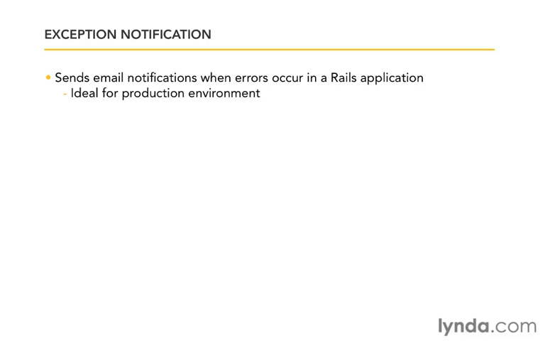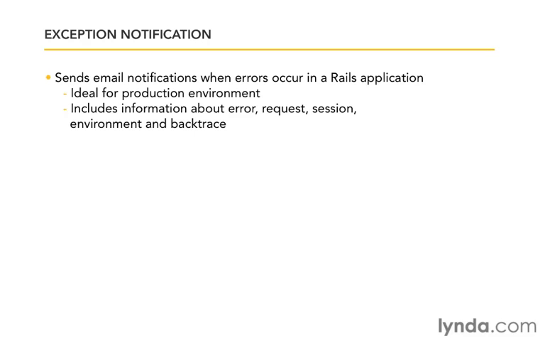It's ideal for our production environment because we can launch our application and we don't have to keep going up there and looking at the log files to see if any errors come in, or remain ignorant not knowing that errors were happening. Instead, if an error happens, we get an email. And that email includes all the information that you would normally see in the development environment so that you can deal with the error.